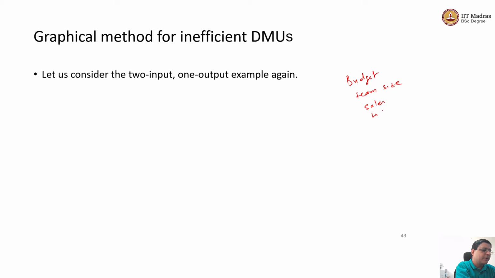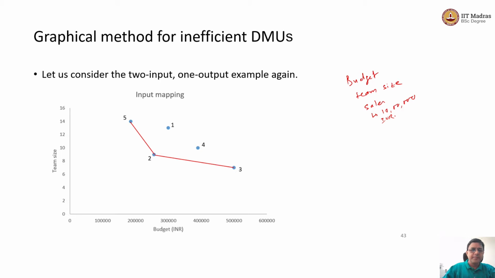So target, everybody was told that they need to generate a sale of 10 lakh INR, and then we gave them different budgets and different team sizes, right? So recall that the graphical output of the data for 5 DMUs looked something like this. Once again, the two inputs: budget was one input and team size was the other input.